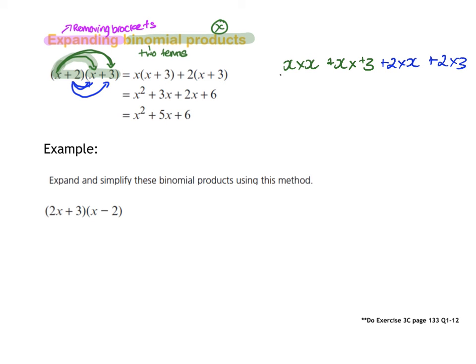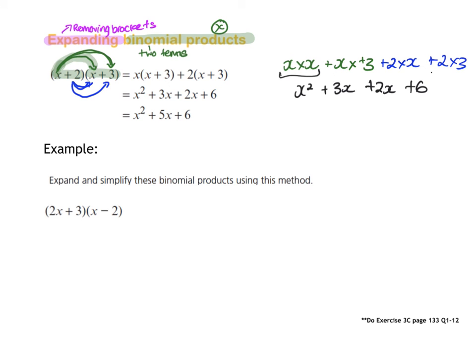So what would x times x be? Excellent, well done. Then I've got plus x, or positive x. Positive x times positive 3, what would that give? Good, excellent. So I've got plus 3x. Then I've got positive 2 times x, plus 2x. And then positive 2 times positive 3, 6. So 2 times 3 is 6.